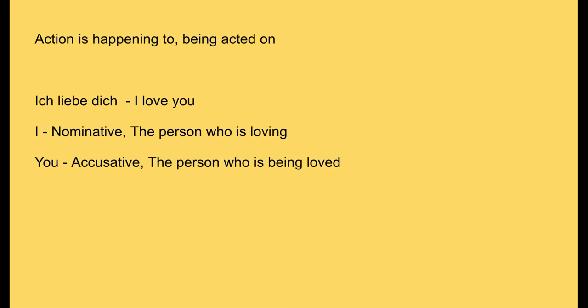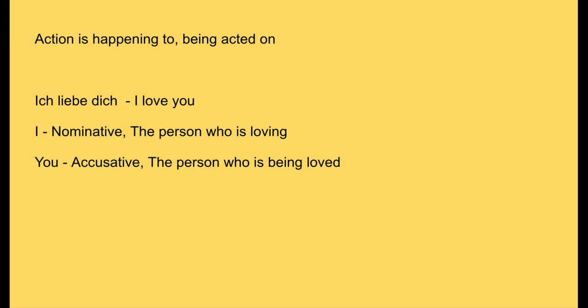So if I said "Ich liebe dich," I love you, right? I is in the nominative. They're the person who's performing the verb. They're the one who's loving. And you are in the accusative because you're the person who's being loved. You are the direct object because the direct object receives the action from the verb, from the nominative, from the first person. So we'll go a little slower, but you should be able to get that.